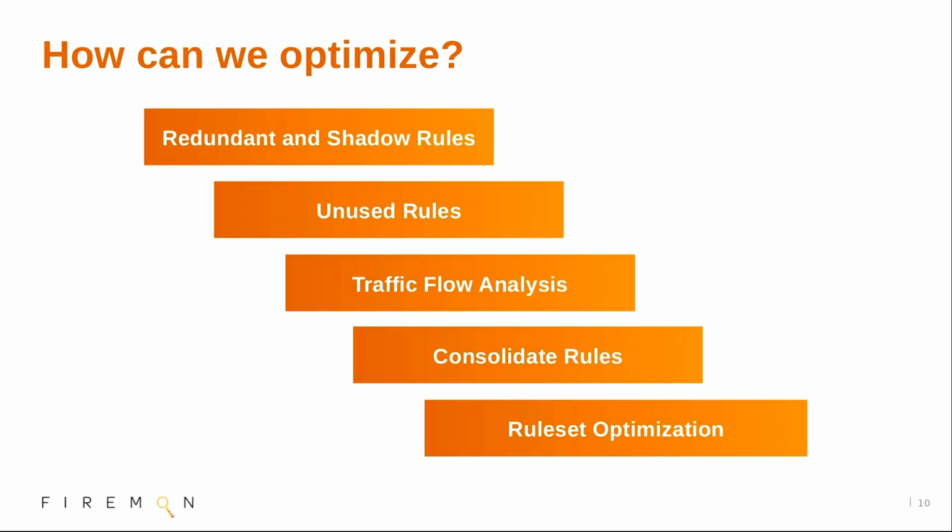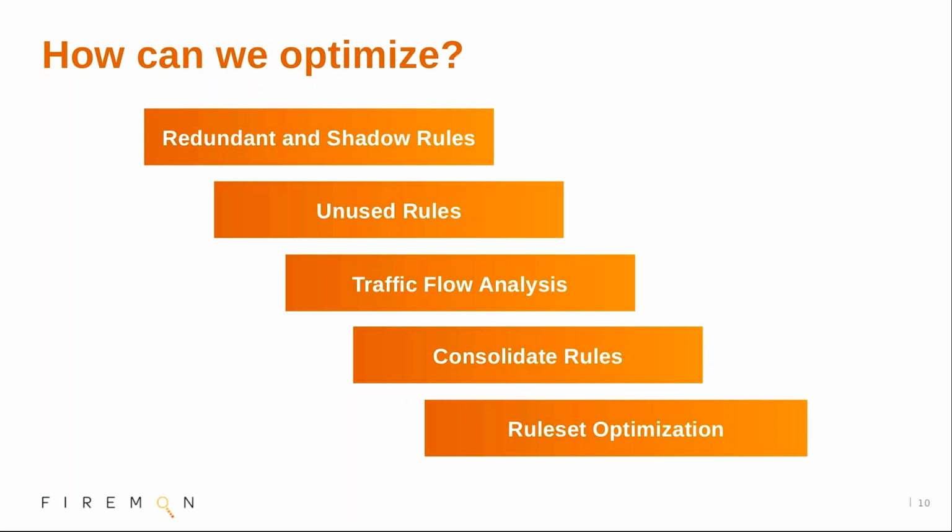So what do I mean when I say optimizing a firewall policy? How do we do that? If you look at the steps right here, we break it down through this process at FireMon. So at the very top, we want to identify what we call redundant and shadowed rules and get those out. And we look to unused rules. These are rules that are in your firewall that haven't seen any traffic.